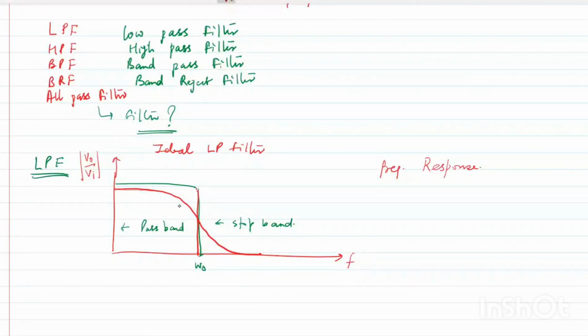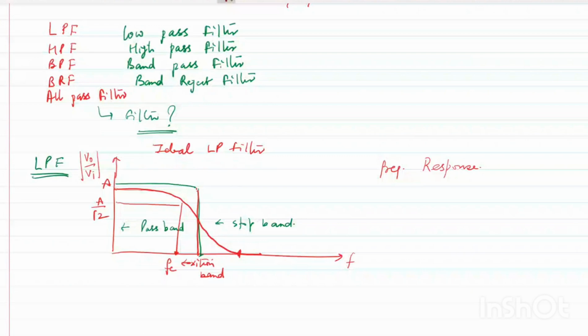So the frequency at which the gain is, this is gain A, the gain is 1 by root 2 times of gain A is called the cutoff frequency. So this is your cutoff frequency. And then this is your stop band frequency. This is called the transition band. Okay, so this is your low pass filter.